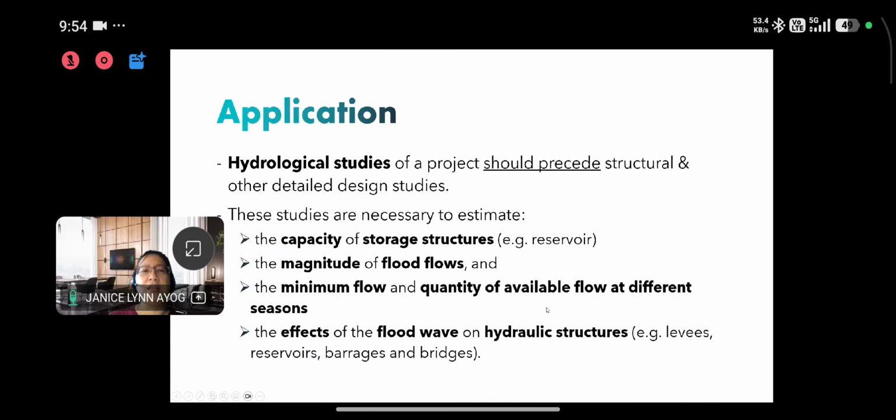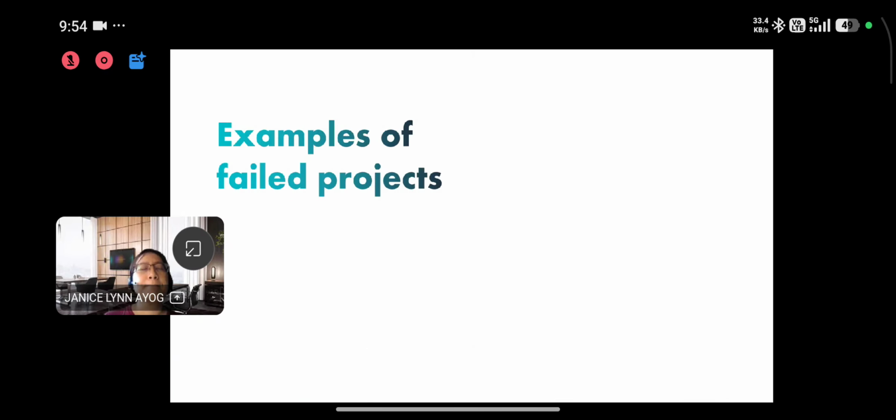Also, looking at estimating the effects of flood waves on hydraulic structures, for example levees, reservoirs, barrages, and bridges. So hydraulic and hydrology studies are very interconnected.